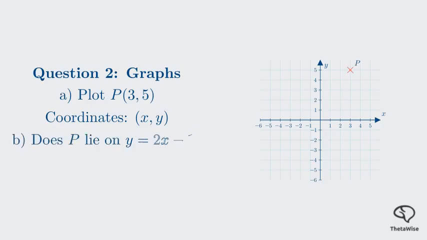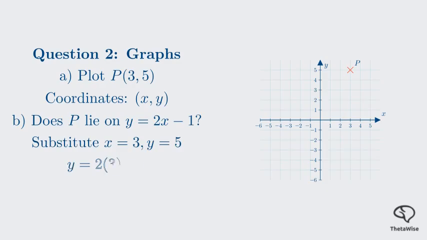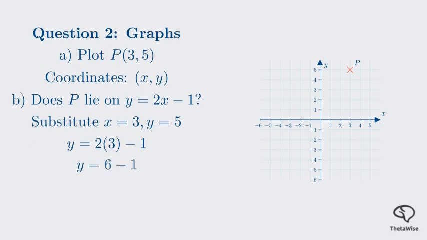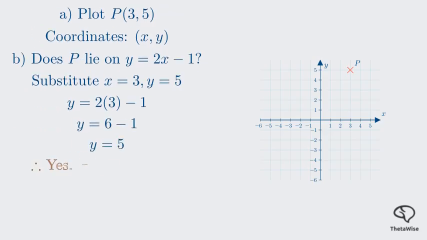Now, for part B, we need to determine if this point P lies on the line defined by the equation y equals 2x minus 1. To do this, we substitute our x-coordinate into the equation to see if it produces the correct y-coordinate. Let's calculate 2 times x minus 1 using our x value of 3. 2 times 3 is 6, and 6 minus 1 is 5. Since our calculation gives us 5, which matches the y-coordinate of point P, the answer is yes. Point P does lie on the line.